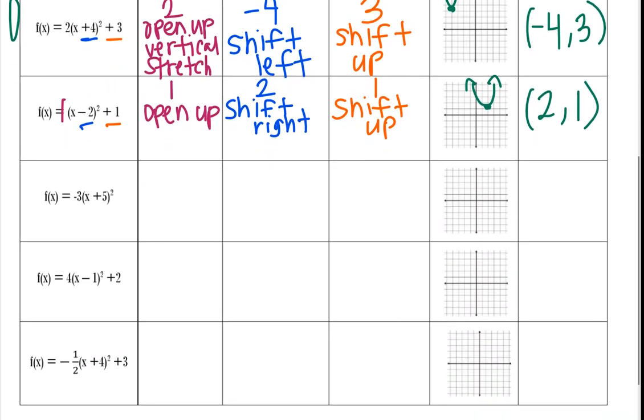Next, my a value in this next problem, f of x equals negative 3 parentheses x plus 5 close parentheses squared. My a value is that negative 3. Because it is negative, I know it's going to open down. And remember I said to ignore the negative and just look at the number. So that 3 tells me that it's going to have a vertical stretch because 3 is greater than 1.